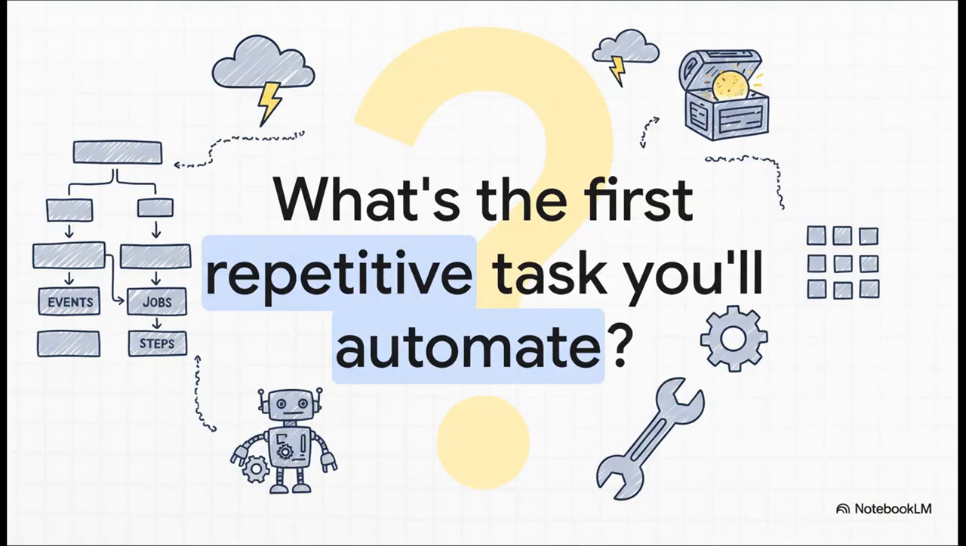So I'll leave you with this question. Now that you've got the fundamentals of workflows, events, jobs, and steps, think about your own projects. What is that one manual, repetitive task you do all the time that you are going to automate first with GitHub Actions?